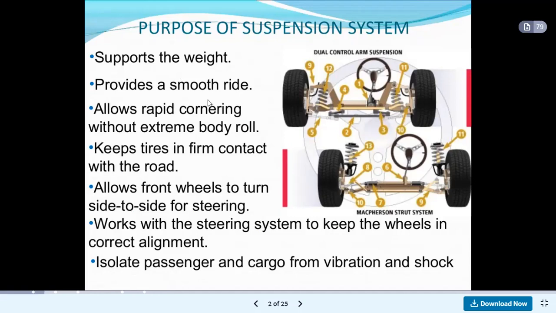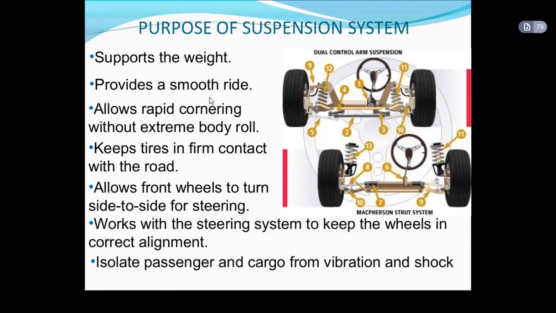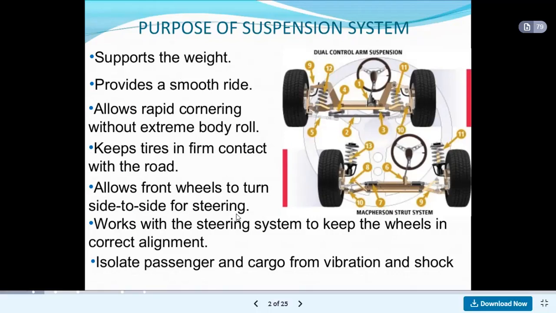It supports the weight, all the weight which is coming on the vehicle, which is transmitted towards the suspension system. So it supports the weight, then provides a smooth ride. Okay, so impacts are avoided, so smooth riding is available here. It allows rapid cornering without extreme body roll, keeps tires in firm contact with the road, allows front wheels to turn side to side for steering, works with the steering system to keep the wheels in correct alignment, and isolates the passenger and cargo from vibrations and shocks.